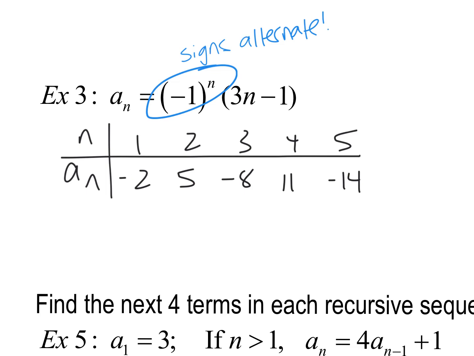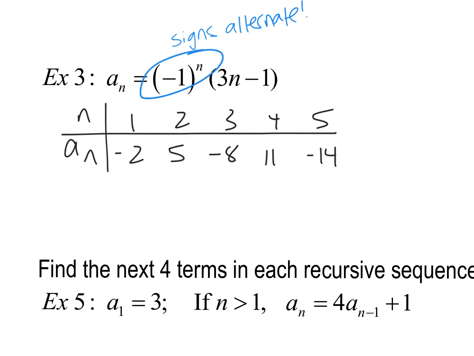So there could be a specific pattern, and keep in mind you're not adding the same number every time because these signs are different. However, the signs are alternating because we've got this -1 to the n out in front. Okay. Let's look at another one.